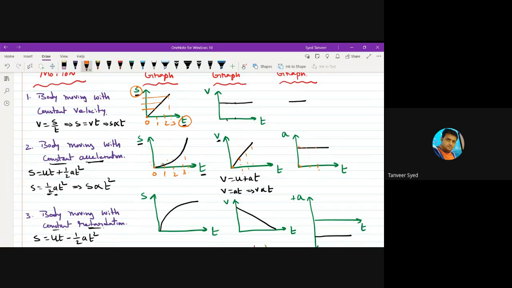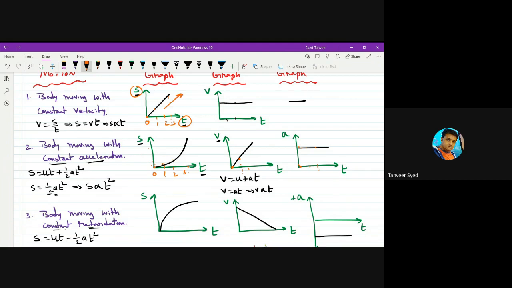Never try to understand that graph as the shape of the path followed by the body. Never. It is not the path that we show. It is the relationship between the quantities. Looking at the shape of the graph, you should understand how one quantity is changing with respect to the other. In this graph, it is changing linearly.